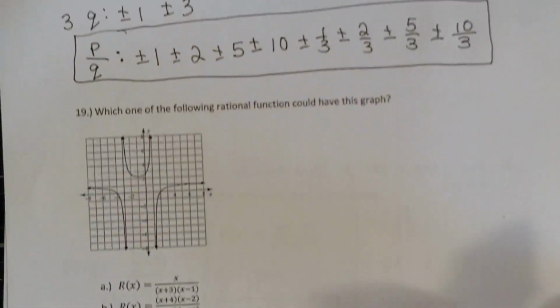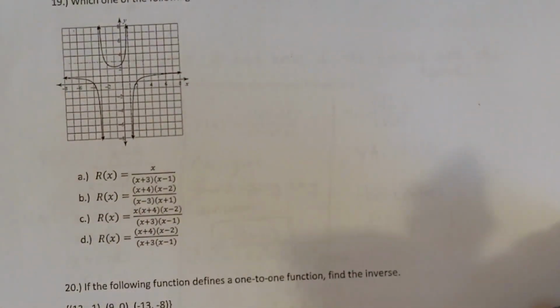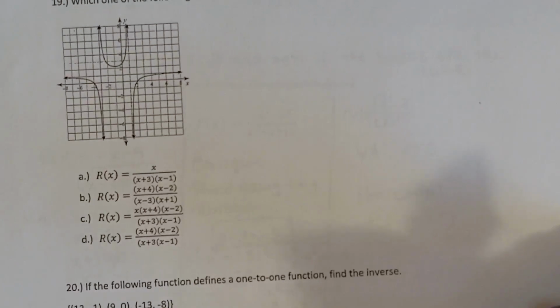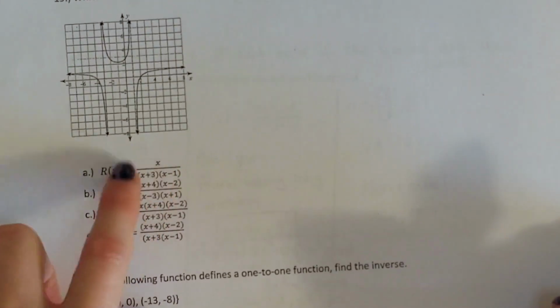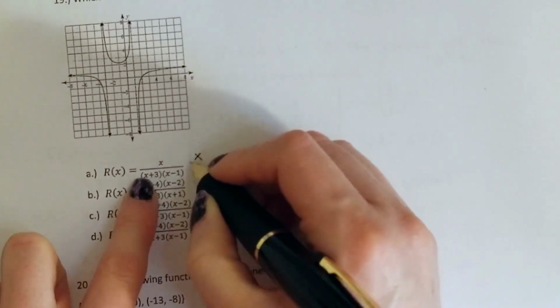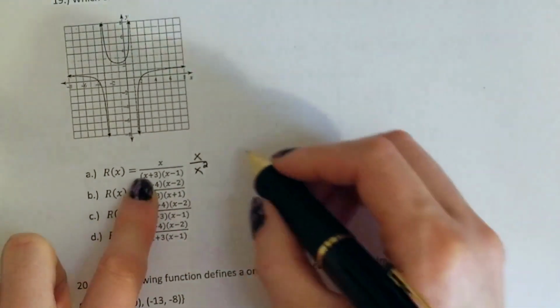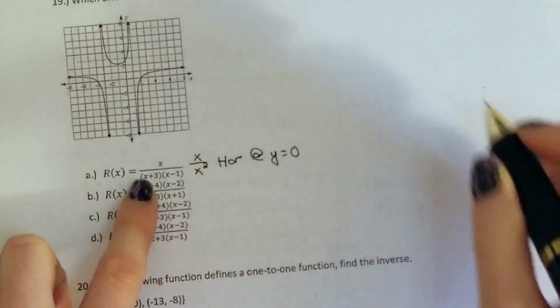All right, number 19, which of the following rational functions could have this graph? Okay, well the good news is everything is already simplified for you. Now I would probably start by looking at the horizontal and oblique asymptotes. When you do that, you're not just looking at this first term and saying it's 1 over 1. You have to actually distribute here. So this is actually looking at x over x squared. So that's going to tell me there's a horizontal at y equals 0.